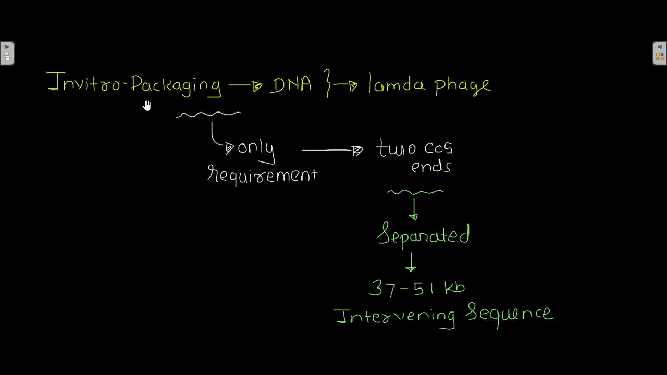Now, for in vitro packaging of the DNA into the lambda phage, the only requirement is the presence of two cos ends that are separated by a 37 to 51 kb intervening sequence. For in vitro packaging of the DNA, these two cos ends are required. This is the only requirement. So these two cos ends present at the termini of the linear lambda genome are very important for in vitro packaging of the DNA into the lambda phage.